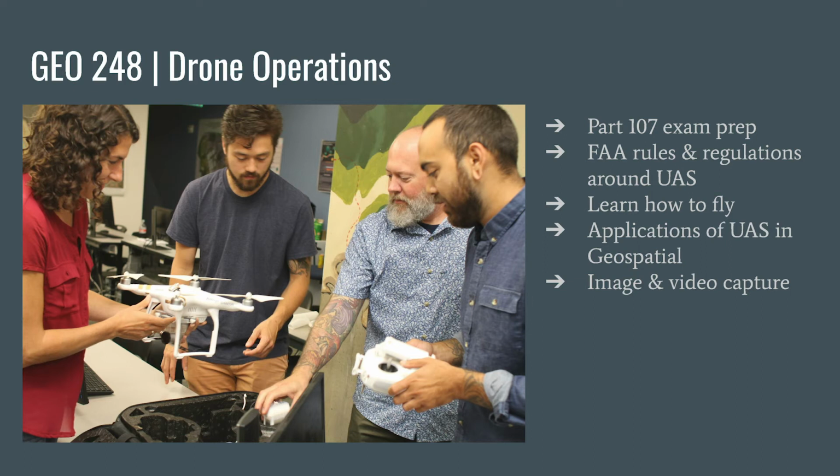The first one being GEO 248, Drone Operations. This is the first course in the sequence, and ultimately it's going to prepare you to take the Part 107 Remote Pilot Certificate exam and to get your certificate to fly commercially. It's going to go over the rules and regulations of the FAA, and it's also going to teach you how to fly drones.